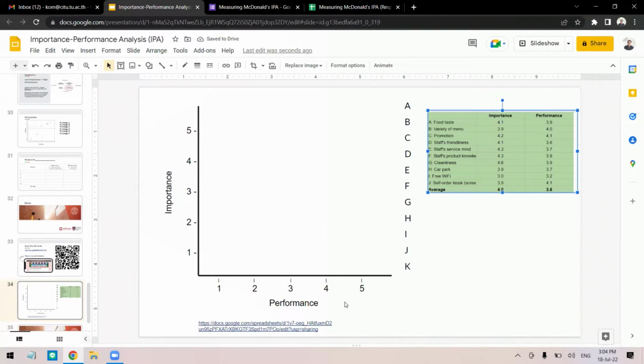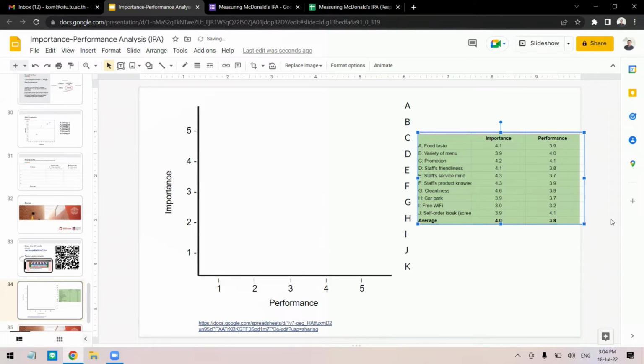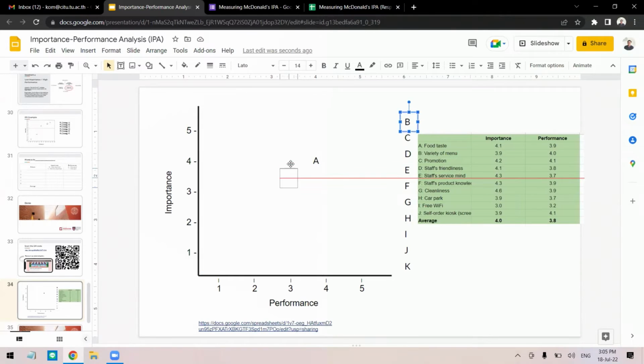As you can see here, there are two axes: importance and performance, and we have item A all the way to item J. So let's have a look one by one. The first one is food taste, here at A. Food taste importance is 4.1, so around here. Performance is 3.9, so somewhere here. Now number B, variety of menu: importance is 3.9 and performance is 4.